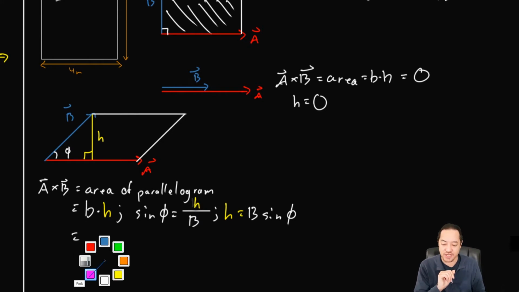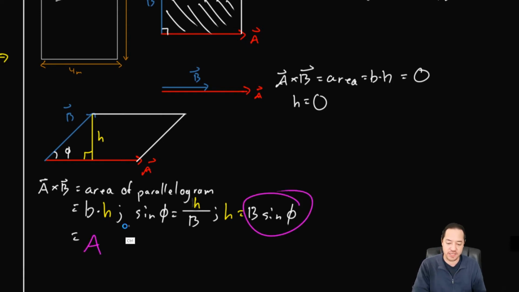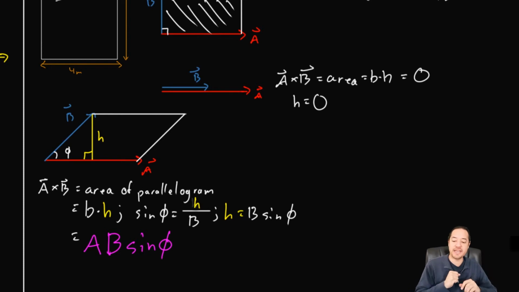Okay, so we can now take this equation, base times height, and we can see that the base of this parallelogram is going to be magnitude of A, and the height is going to be this quantity here. It's going to be B sine of phi. And so now we have the equation in general to calculate the area of this parallelogram. It's going to be AB sine phi.